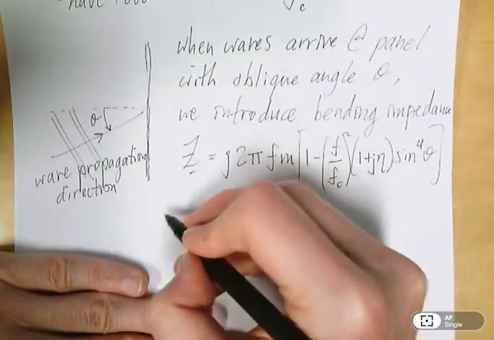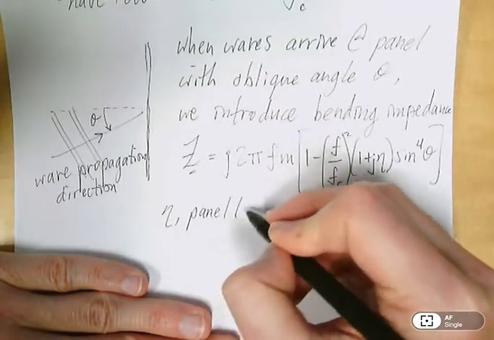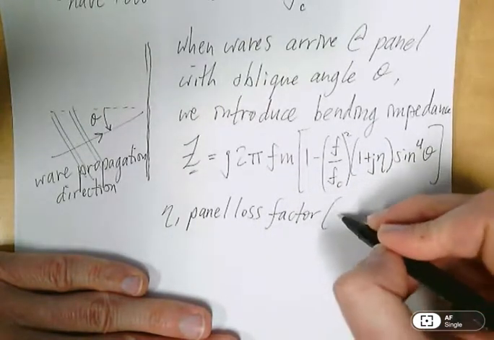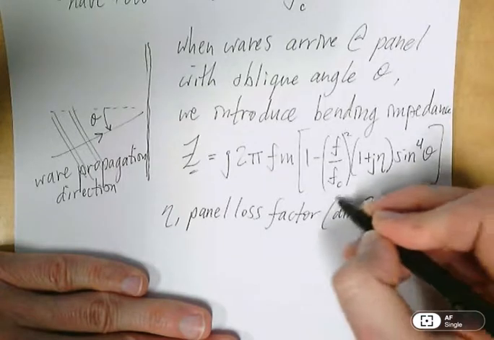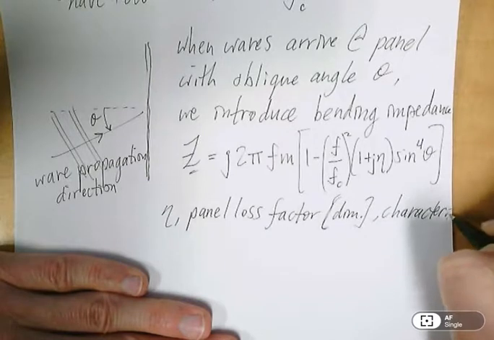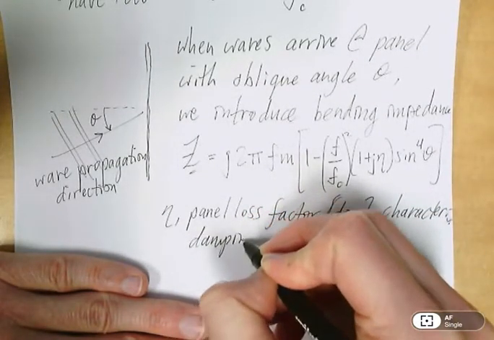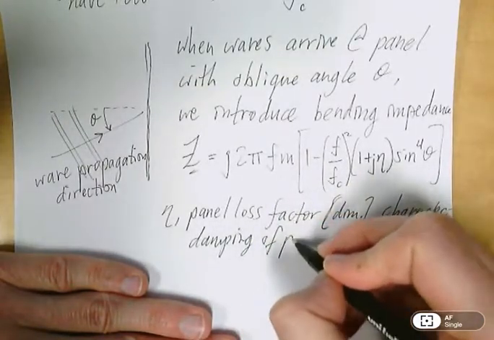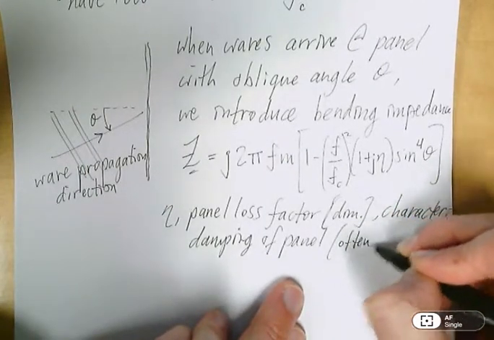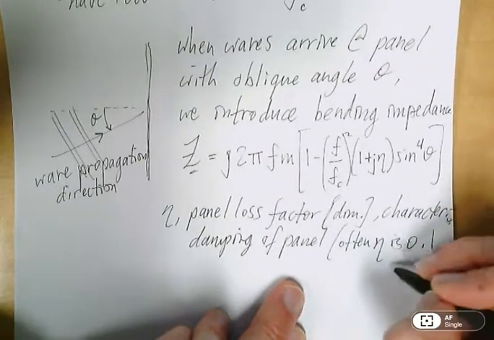Eta is the panel loss factor. It is dimensionless, and it characterizes the damping of the panel. Often eta is 0.1 or smaller.